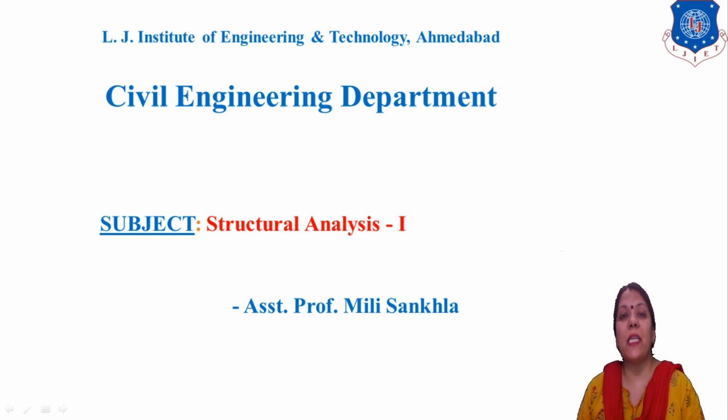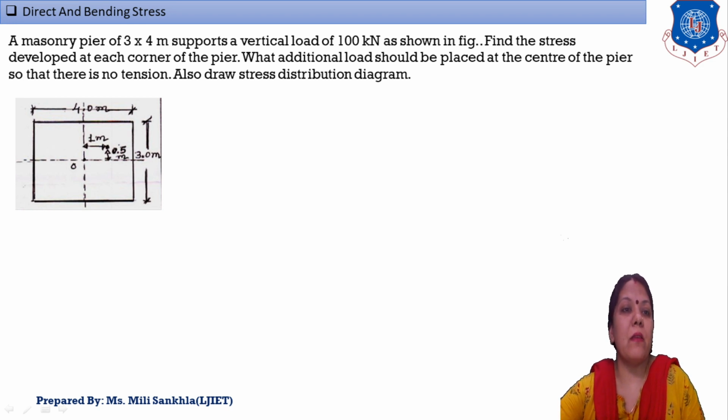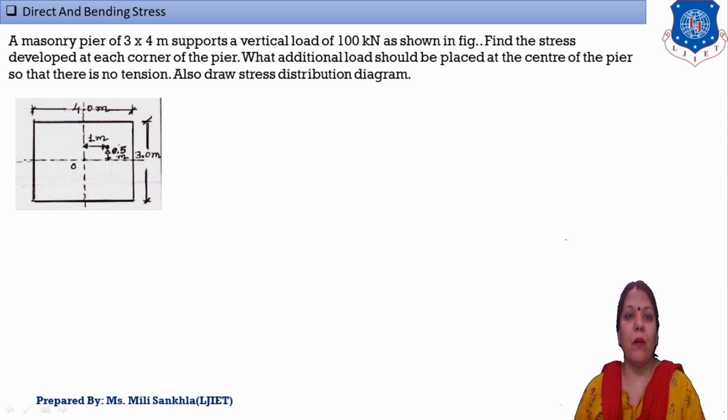Today we solve the example of column section. Okay, now our next example. Before starting the example, we read the given data properly. Here in this example, a figure is given, and in this figure, a masonry pier of 3 meter by 4 meter supports a vertical load of 100 kilonewton as shown in the figure.